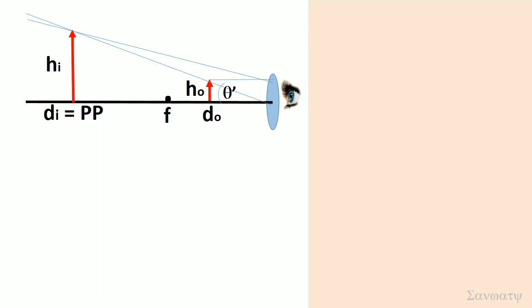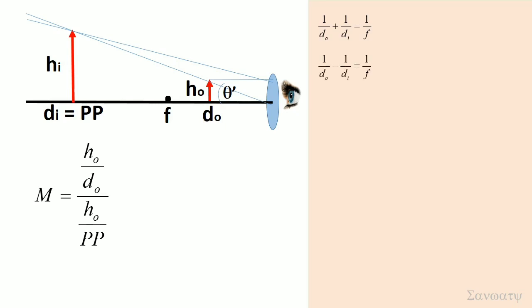From the information on the ray diagram, we can use this famous thin lens equation, where do is the distance of the object, di is the distance of the image from the lens, here the magnifying glass, and f is the focal length of the lens or magnifying glass. Since the image will be virtual, the value of di will be negative. So the equation becomes 1 over do minus 1 over di equals 1 over f.